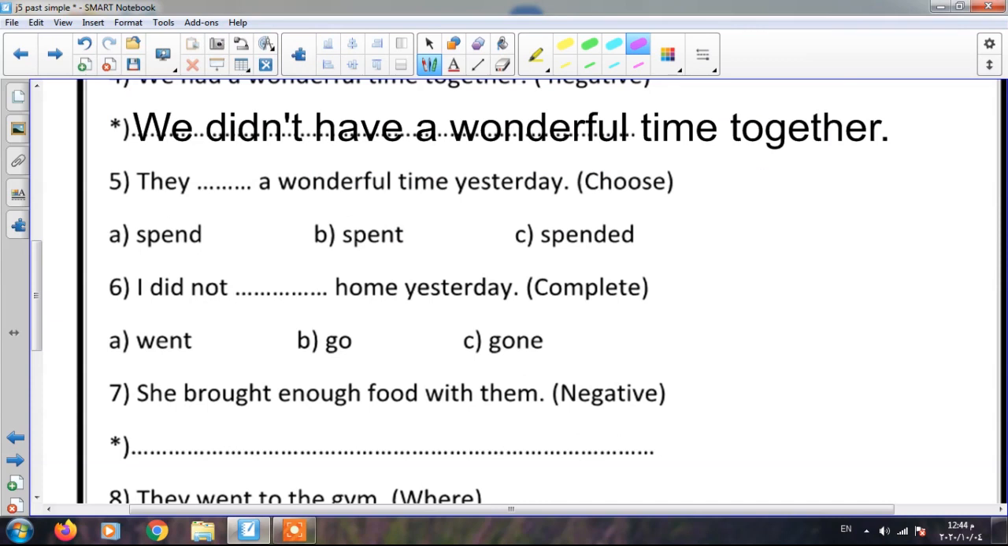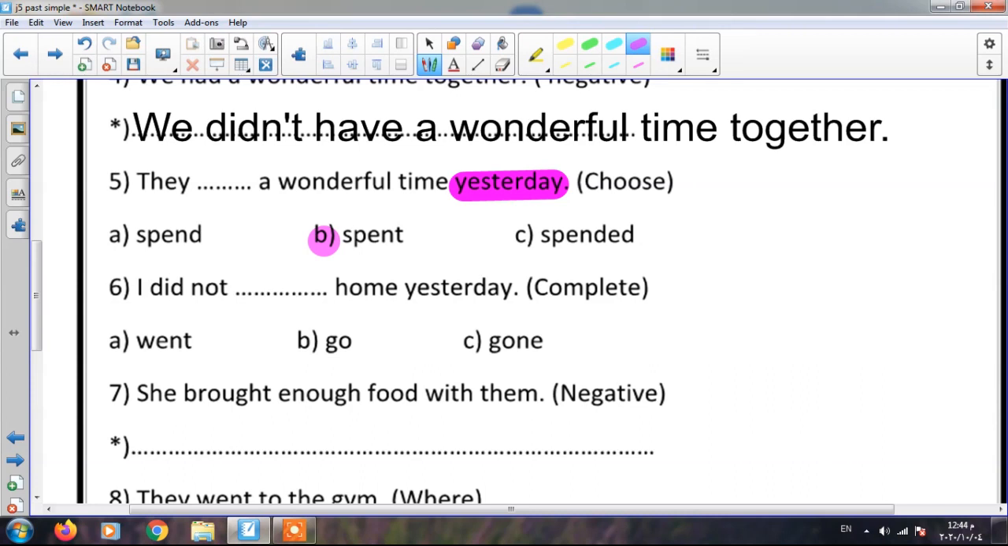They dots a wonderful time yesterday. Do you see the word yesterday, which is the key word for the past? So they spent, spended. Do you remember the word spend? Is it regular or irregular? Yes, excellent. It's irregular. So I cannot choose spend because it's infinitive, and here I'm talking about the past. And I cannot use spended because it's not regular. So of course the answer will be spent.